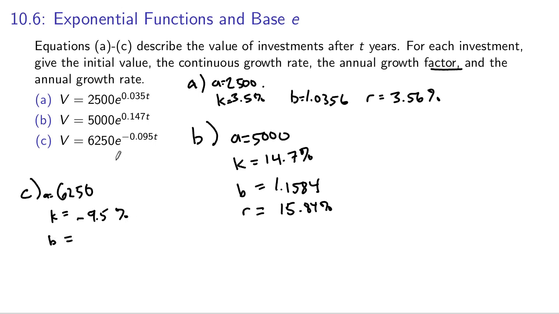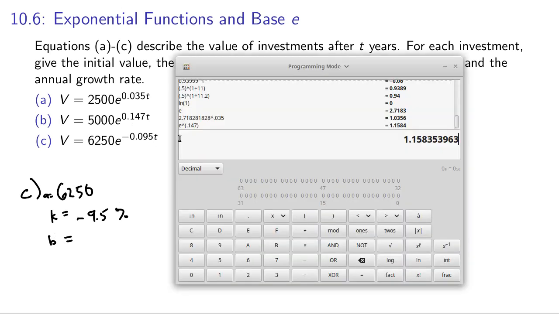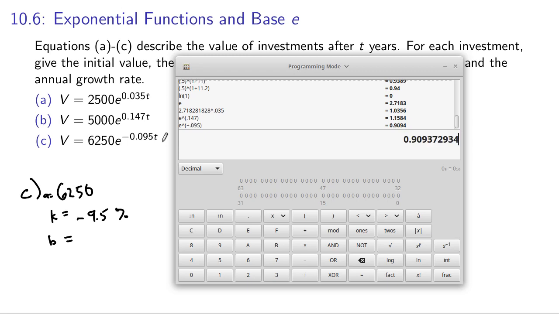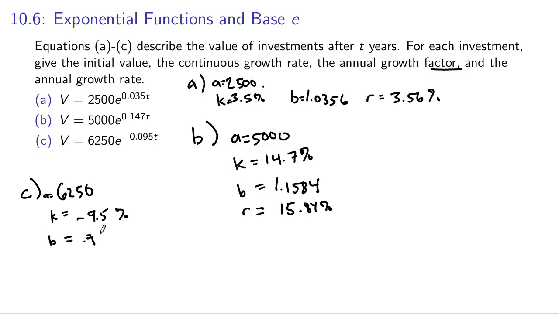B would be e to the negative 0.095. So e to the negative 0.095 is 0.90937. So the R, our annual growth rate, would be subtract 1, negative 10 point something percent.